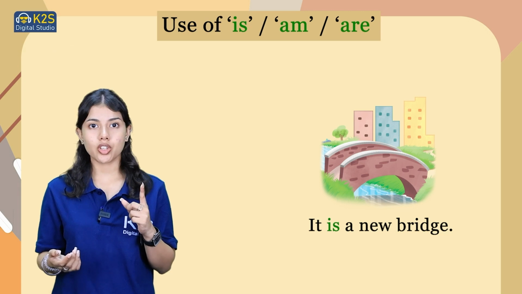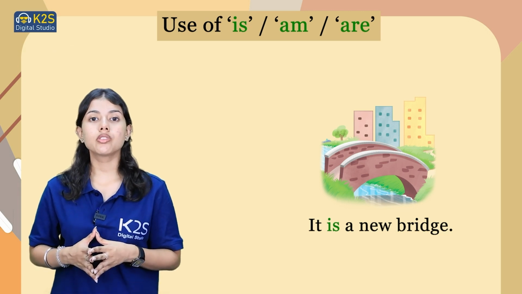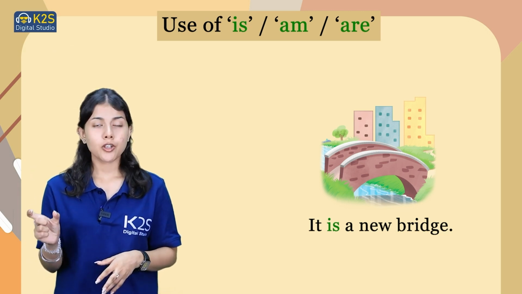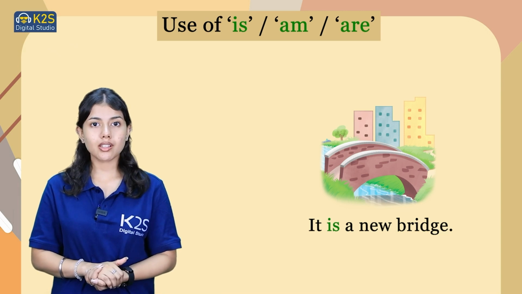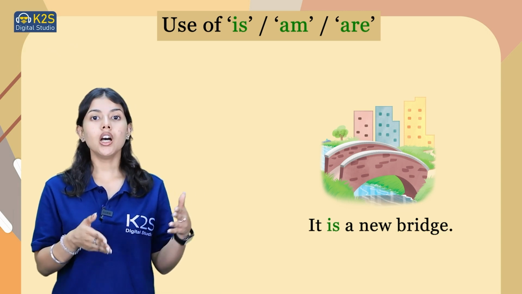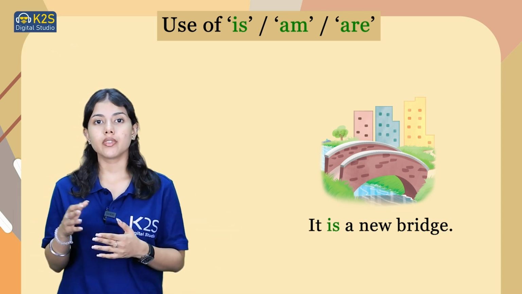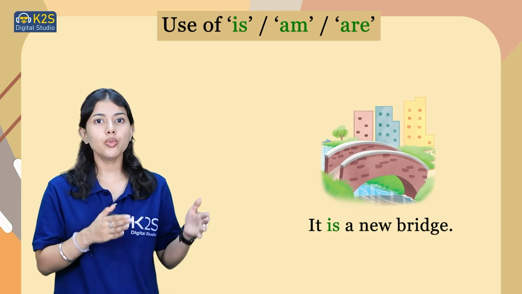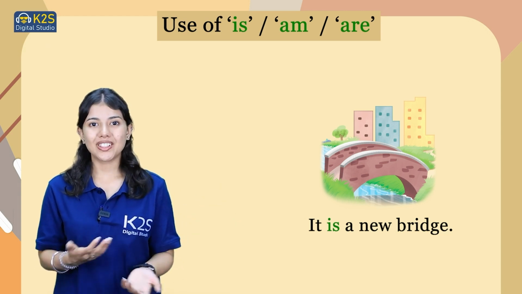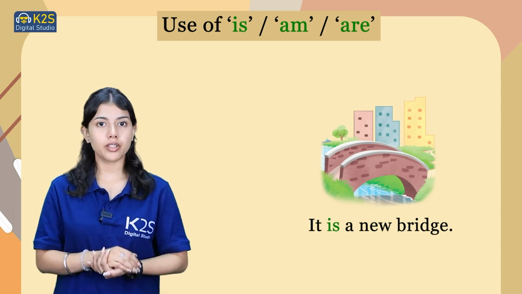In the next example, you can see that there is a bridge, right? A single bridge. So we are again going to use the word is. So the sentence we are using here is, it is a new bridge. It is a new bridge. Great. Now let's move forward.